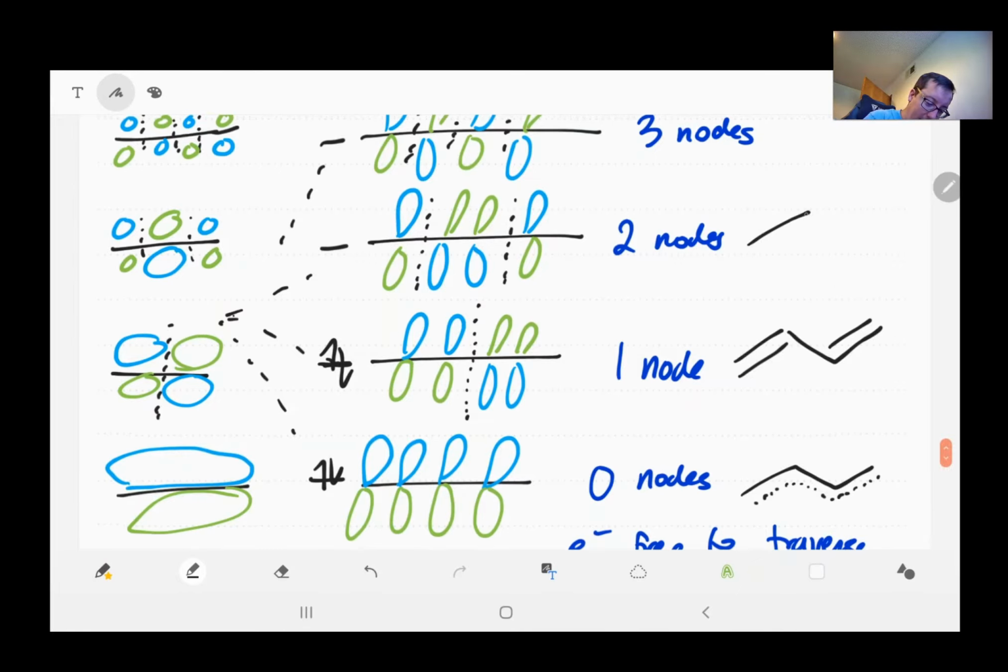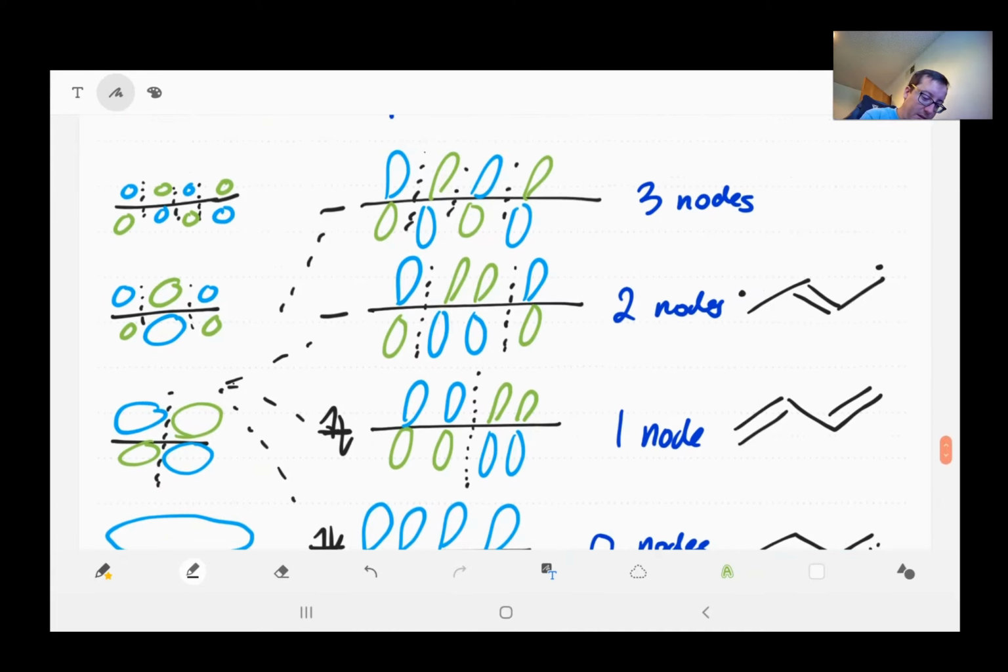Our next case would be something like this, where we now have a double bond in the middle, but 2 radicals on the sides. So they're kind of just doing their thing. And then the last case, we have radicals everywhere. So those p electrons are completely separate from each other, and we've completely got no double bonds at all happening.